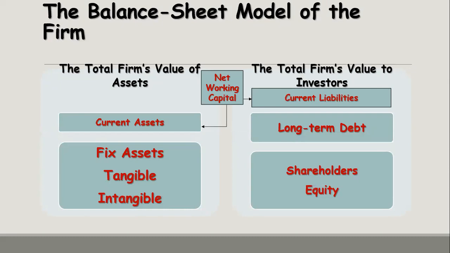Balance sheet model of the firm. The total firm value of the asset includes current asset and fixed asset. Fixed assets are in the shape of tangible and intangible. There are other variables too. On the other side, the total firm's value to the investors is in the shape of current liability, long-term debt, and shareholders' equity. So the difference between the current asset and current liability equals net working capital.